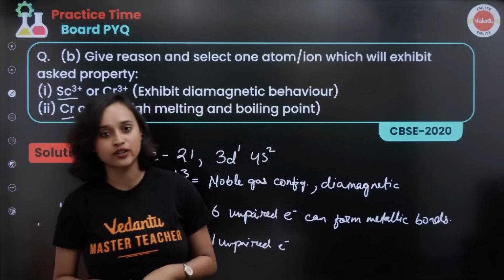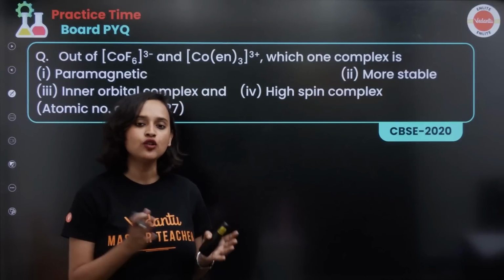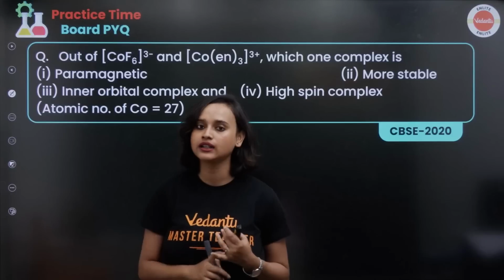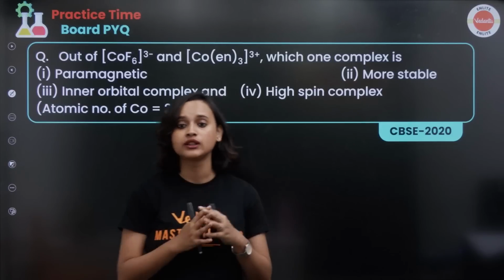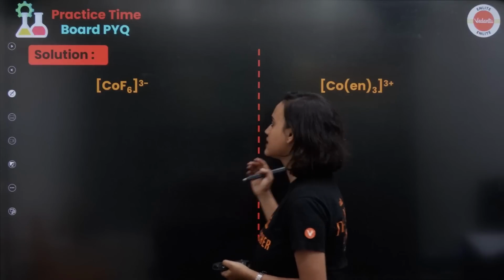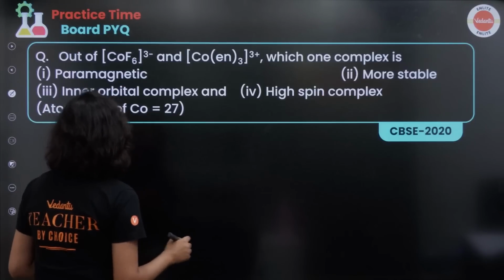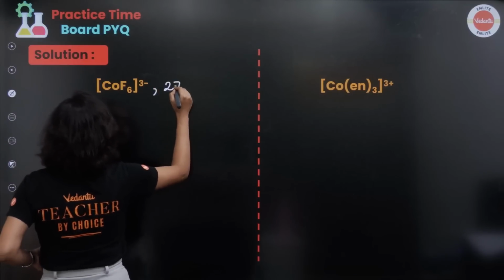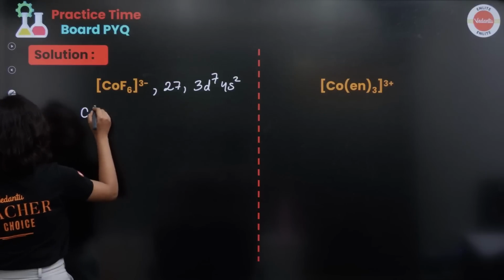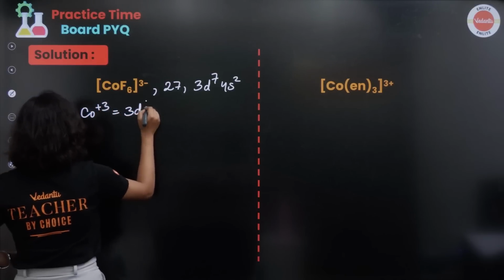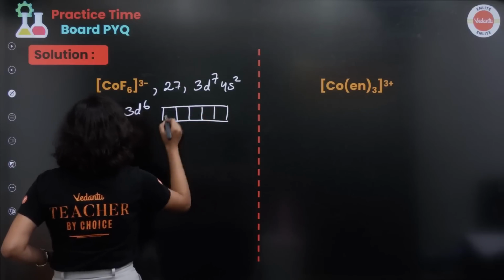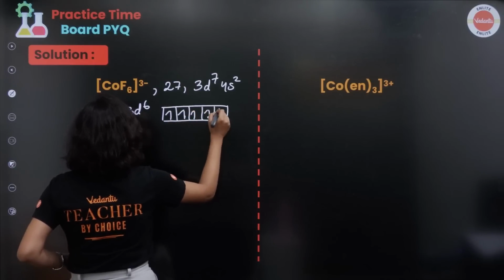Absolutely right. Now let's move ahead. Next question. Out of [CoF6]3- and [Co(en)3]3+, which complex is paramagnetic, more stable, inner orbital complex and high spin complex? Atomic number of Co is 27. Cobalt is 27, that means 3d7 4s2. Now cobalt is in +3 state, so that means it is 3d6. If I make it like this, 1, 2, 3, 4, 5, and 6.